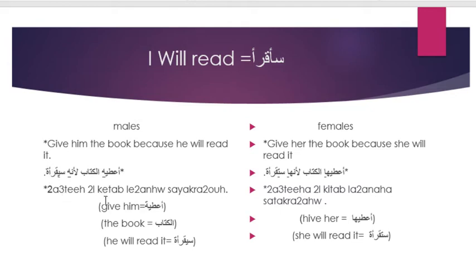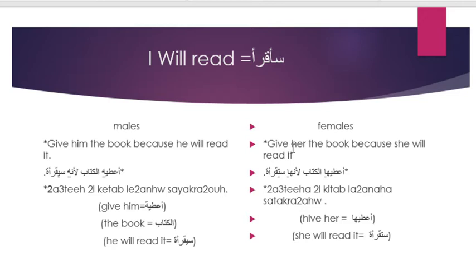أعطيه الكتاب لأنه سيقرأه. Give him: أعطيه, and ها equals "him". The book: الكتاب. He will read it: سيقرأه. Seen for "will", yeah for the male, and تاء مربوطة equals "it". Again, seen for "will", yeah because I'm talking about a male, and تاء مربوطة equals "it".